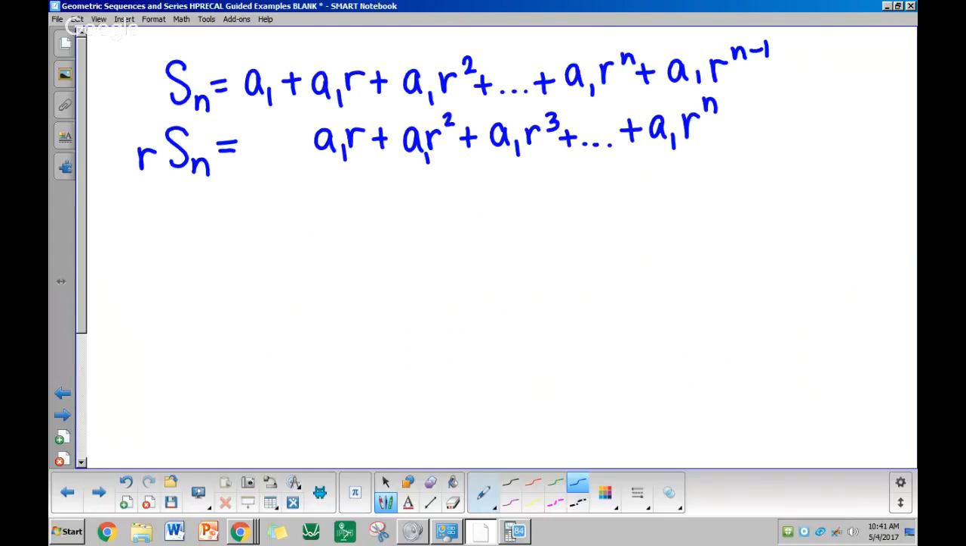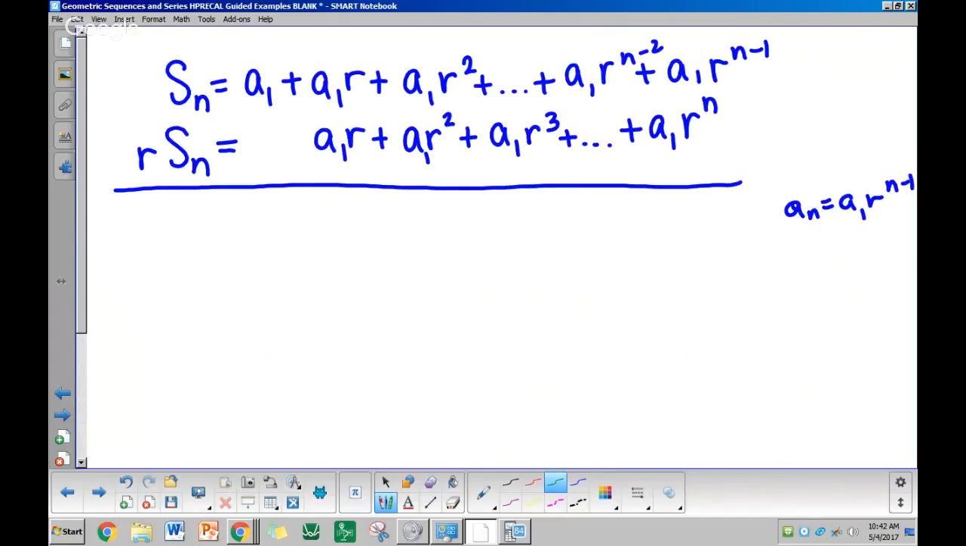Why do you subtract those ones? Well, because that's what my formula is for a geometric sequence. It's a sub n equals a sub 1 r to the n minus 1. So the last one is going to have n minus 1. So this would be n minus 2. Would that make you happier? Okay. All right. Some wise person decided what I'm going to do now is I'm going to subtract these two equations.